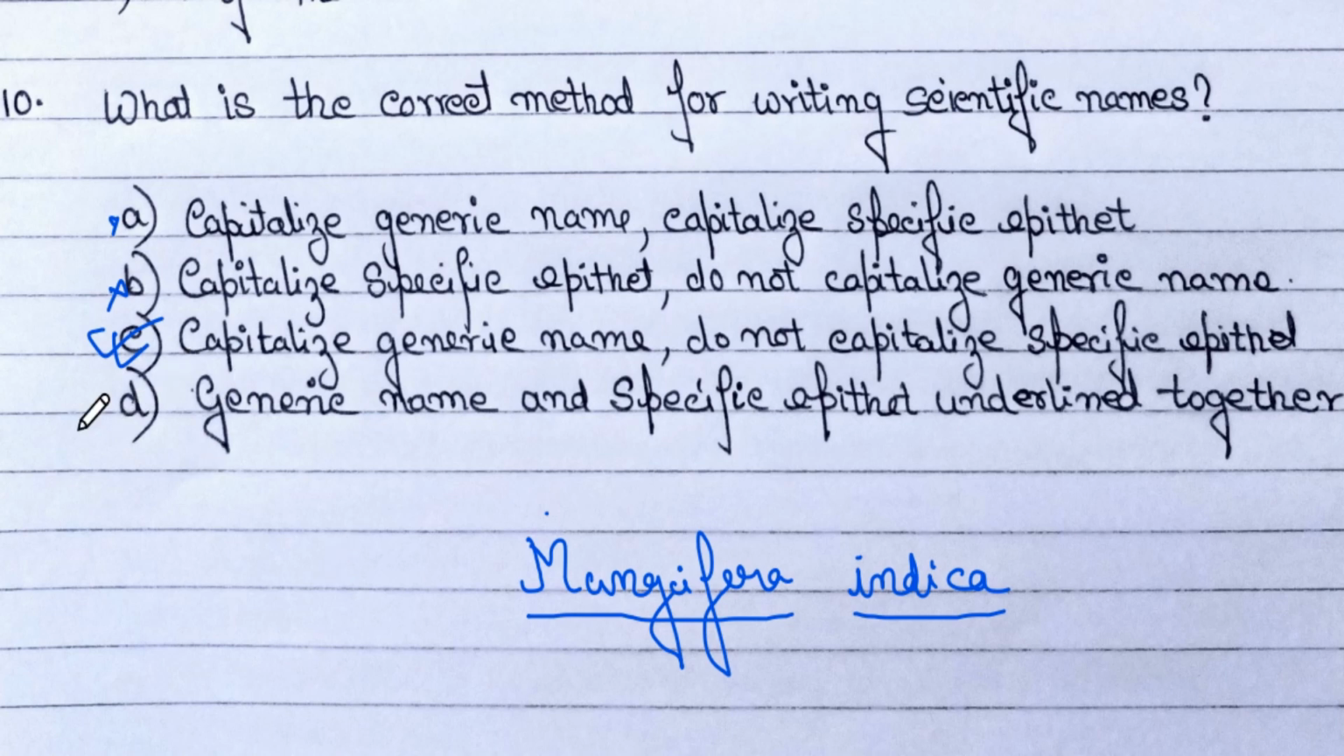And the fourth option is very tricky. You will feel like, okay, maybe we are having two options correct. Generic name and specific epithet underlined together. No, this is wrong. They cannot be underlined together. They always have to be underlined separately.